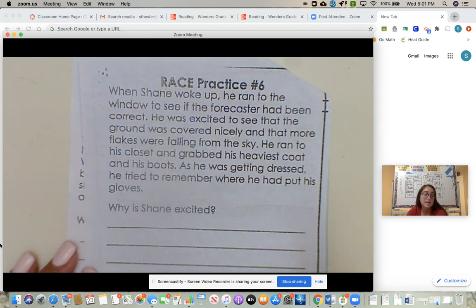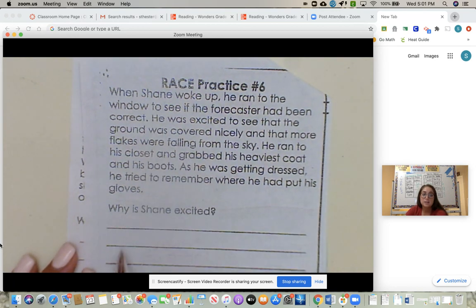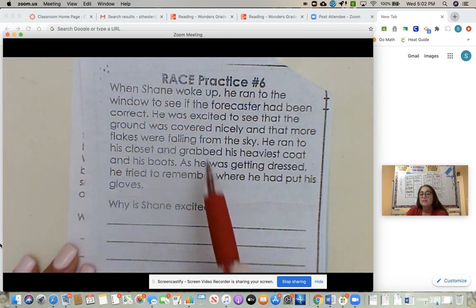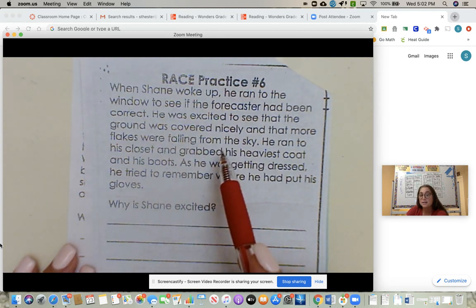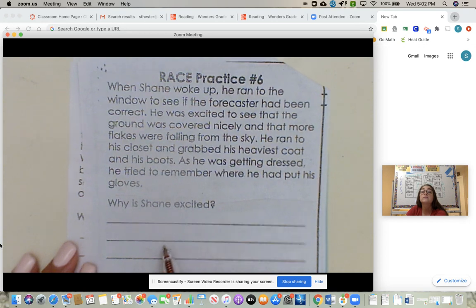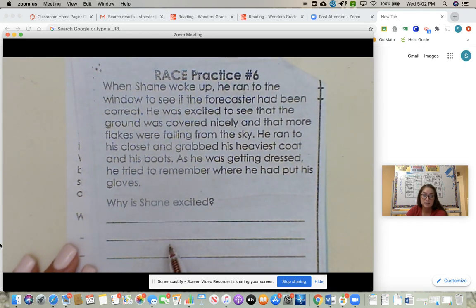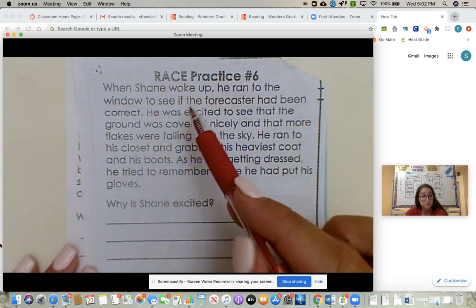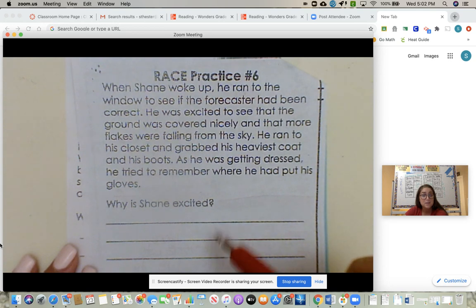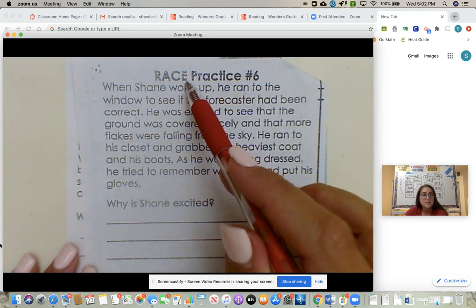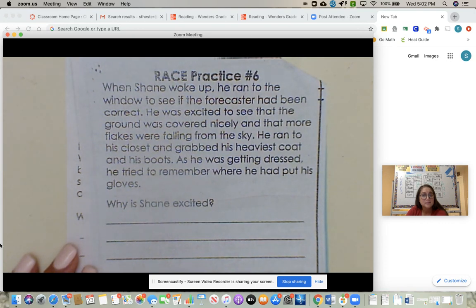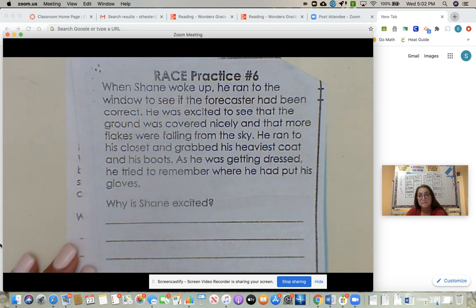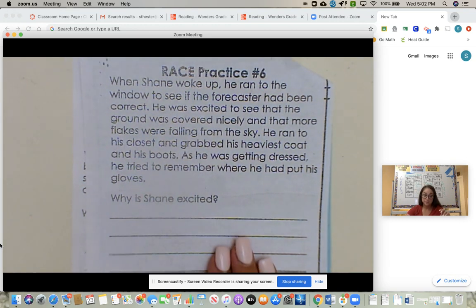Why is Shane excited? So you need to restate the question first. Then you need to answer the question. Then go back in your text, underline where it proves your answer of why he's excited. That's where the C is where you're going to put, according to the text, comma, quote, whatever you underline, you write. You need to end your quotation marks. Then you explain. This evidence shows me blank. So what does it show you? Very good. All right. You need to complete that.